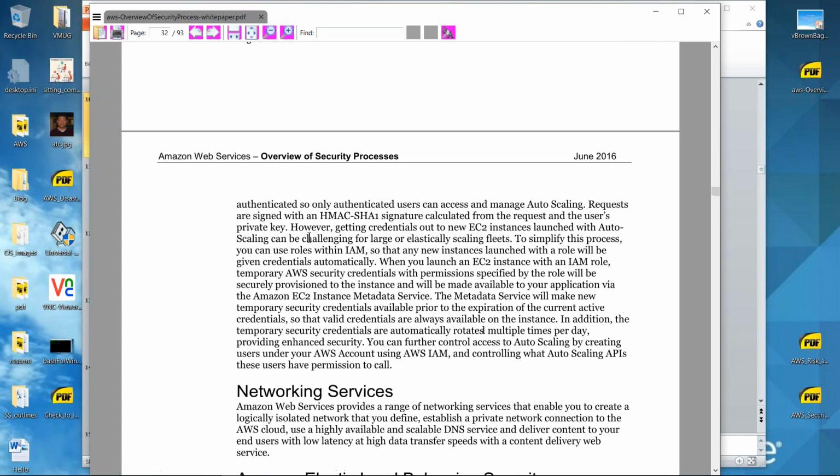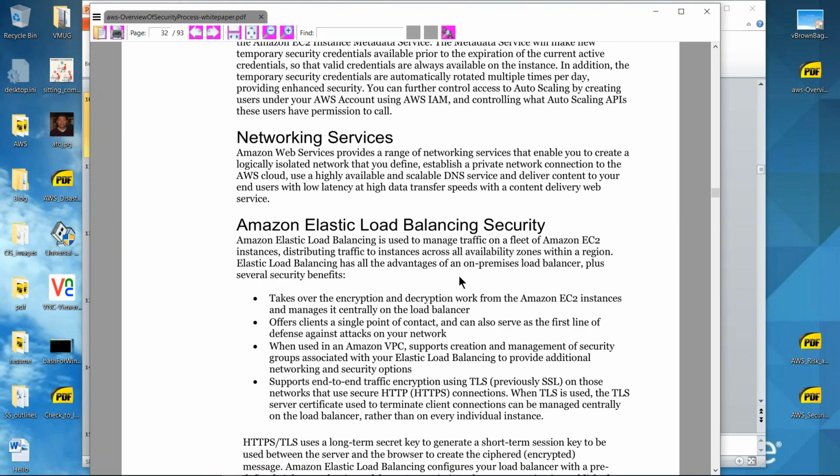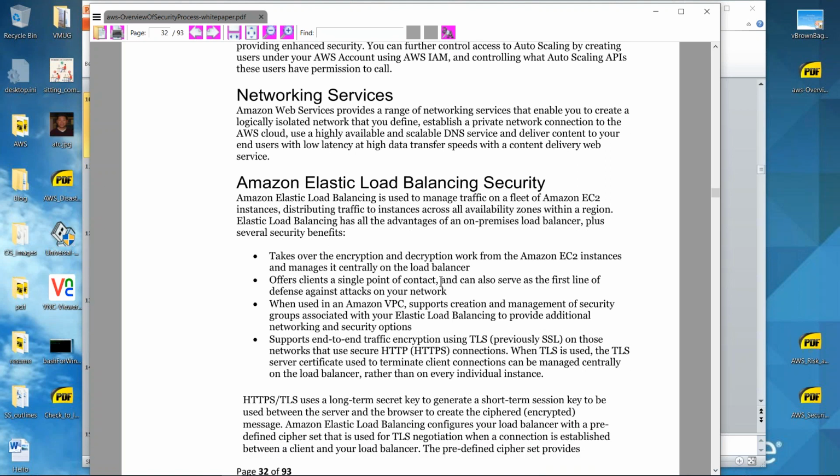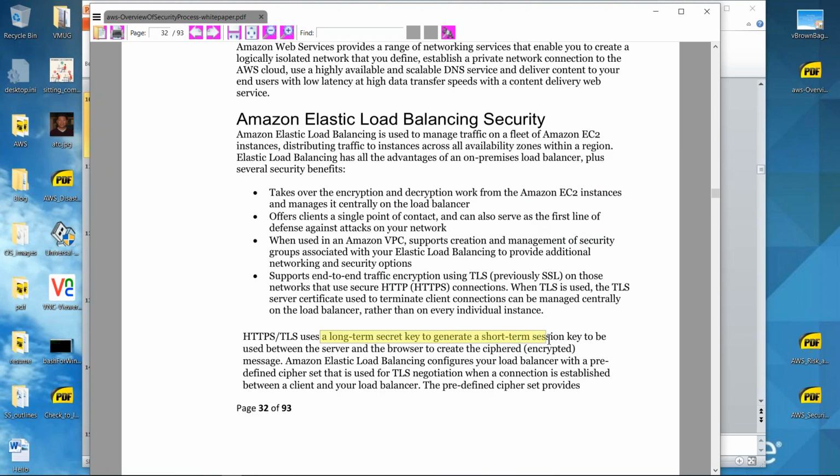And then later on, it talks about Elastic Load Balancing security. One thing we need to know from this paragraph is that the encryption and decryption is managed at the load balancer. That means the SSL connection terminates at the load balancer. So it will offload some of the decryption process that you would have to do on your workload. Then this uses a long-term secret key to generate a short-term key to be used between the server and the browser. And I think this is important as we move forward.